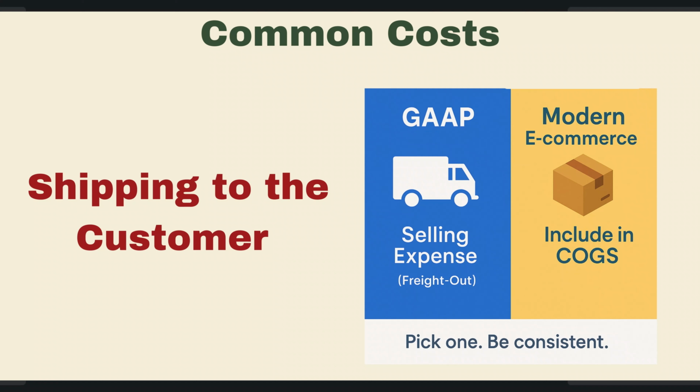But here's the problem. In e-commerce, shipping is unavoidable. Every single order requires it. That's why many modern online businesses include it in cost of goods sold, because it gives them a clearer sense of the profit per sale. My recommendation: include it in your internal calculations so you know your true per order profitability. Just make sure you're consistent.